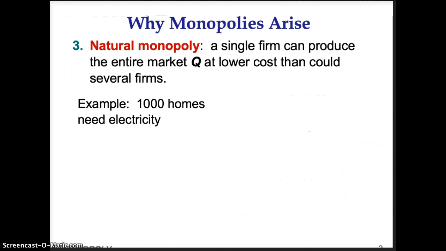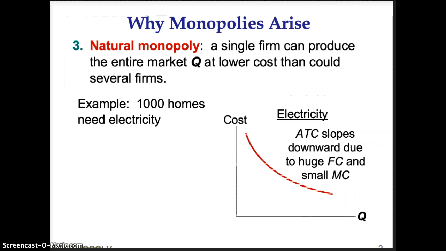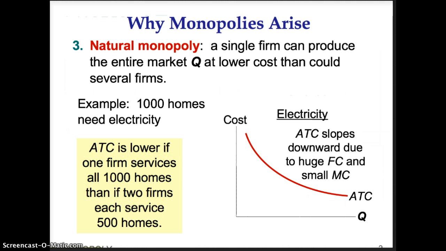For example, 1,000 homes need electricity. Average total cost is lower if one firm services all 1,000 homes than if two firms each service 500 homes. The average total cost curve slopes downward due to huge fixed costs and small marginal costs.